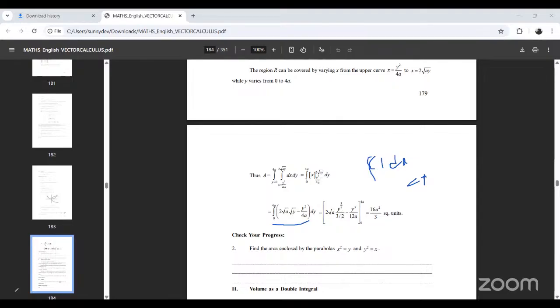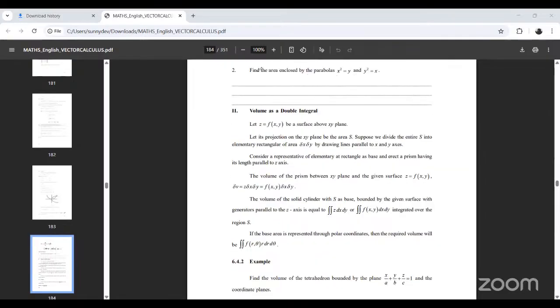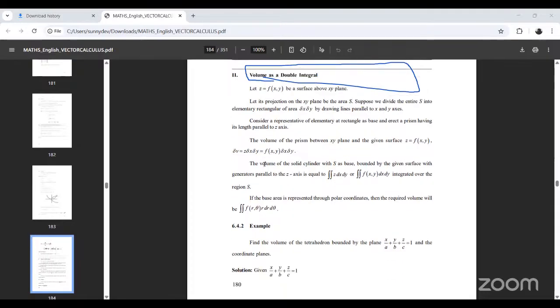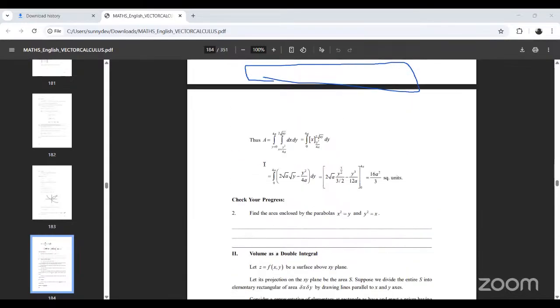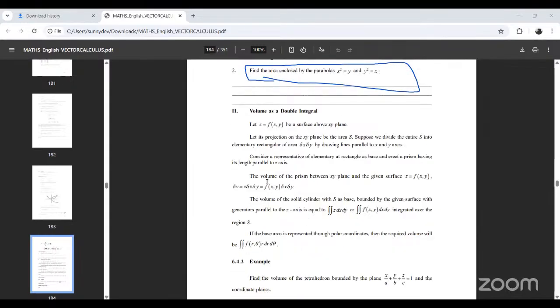Now here is one problem. x squared equals y and y squared equals x. Then we can find the area bounded by these two curves. Same as we just solved the previous problems, the same thing we need to find out.